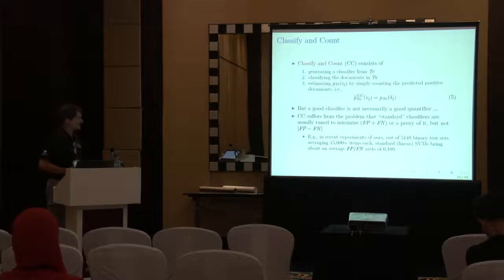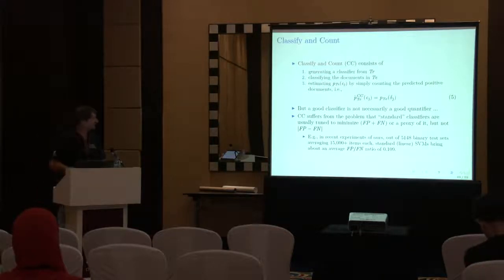Okay, so just to familiarize with the notation, this means that the estimation, which is indicated by hat, of the probability of the class in the test set according to the classify and count method is equal to the probability that J has obtained a positive decision. So we have decided positively for class J in the test set. I hope the notation is crisp enough.